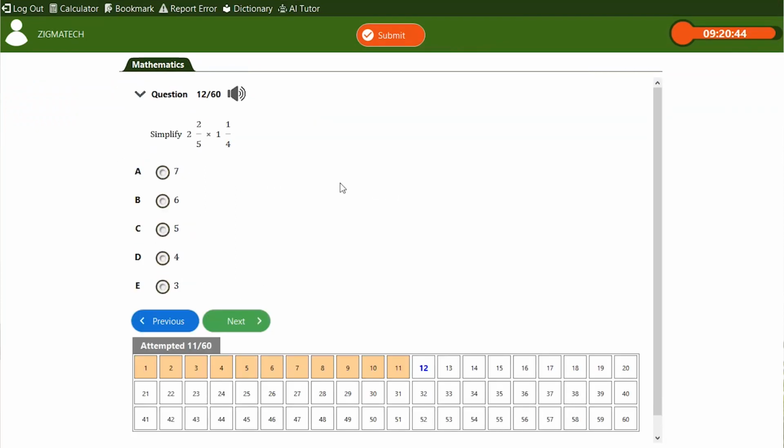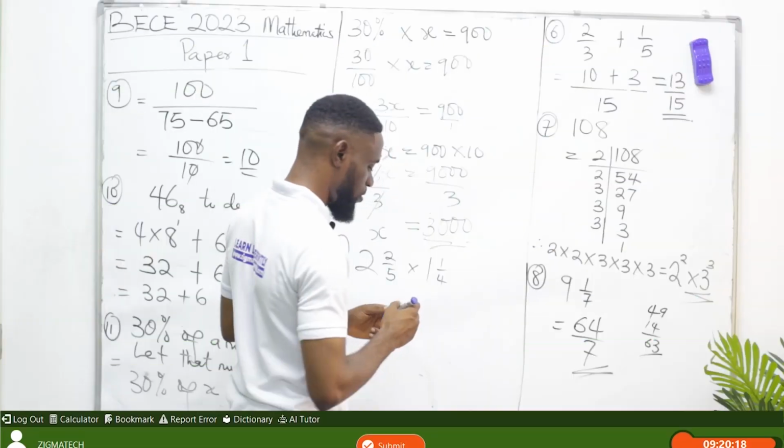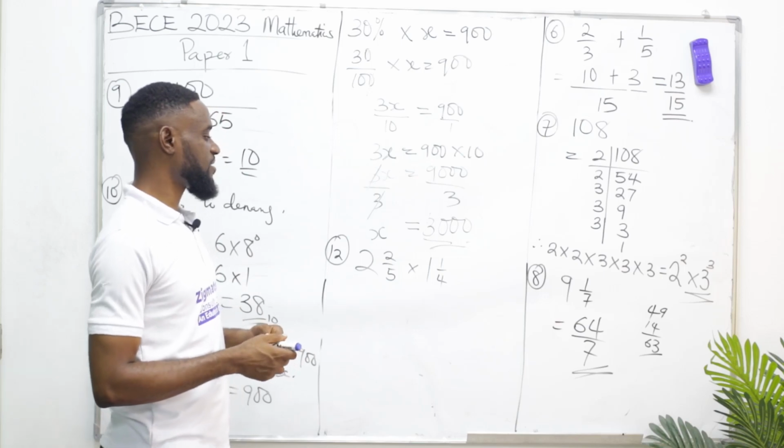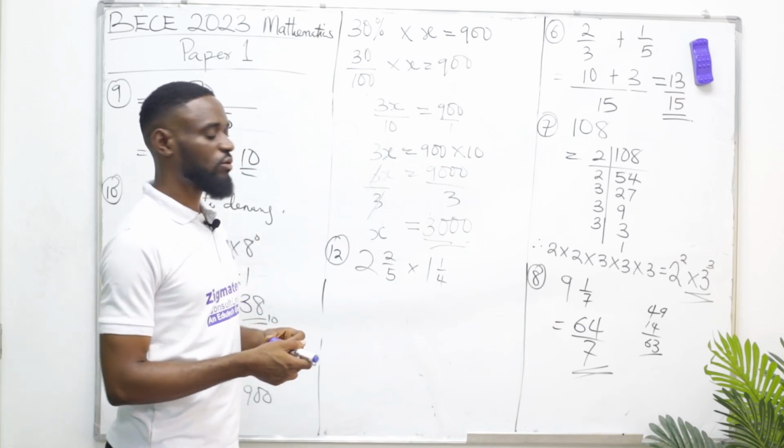All right. It's number 12. Number 12 says, simplify 2 whole number 2 over 5 times 1 whole number 1 over 4. 2 whole number 2 over 5, 1 whole number 1 over 4.